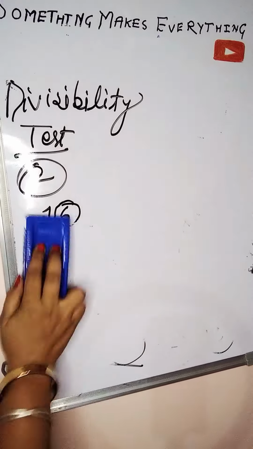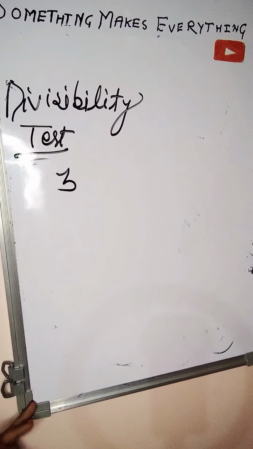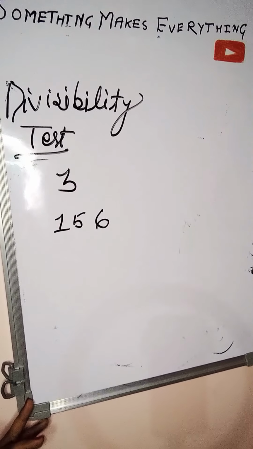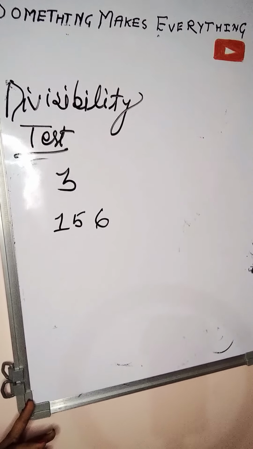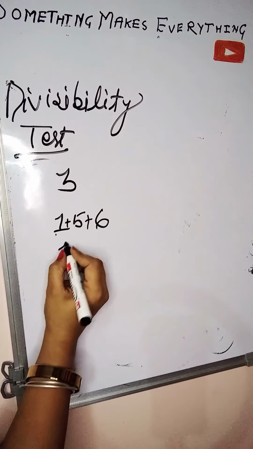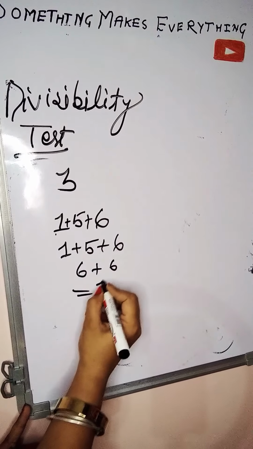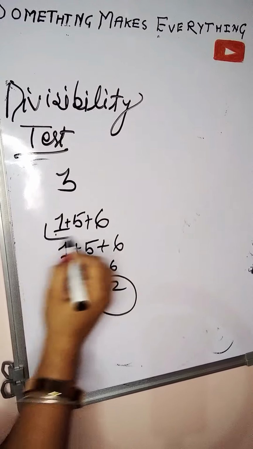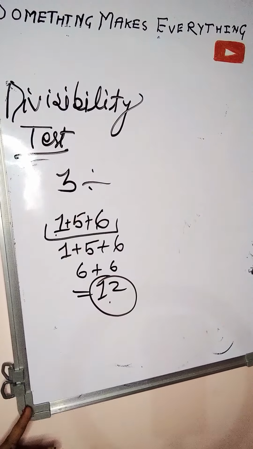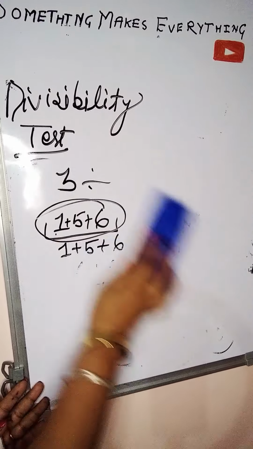Now I have the next number which is 3. Suppose I have a number 156, and if you want to check whether this number is completely divisible by 3 or not, you will just add the digits here. So 1 plus 5 plus 6, this will be 12. If the sum of the digits is completely divisible by 3, the whole number is completely divisible by 3.